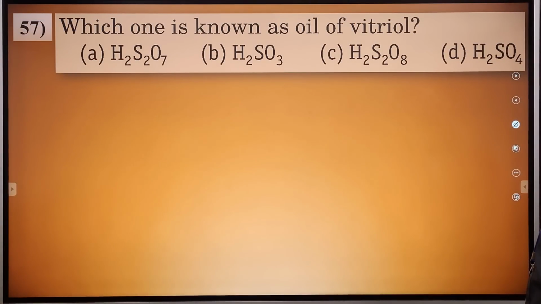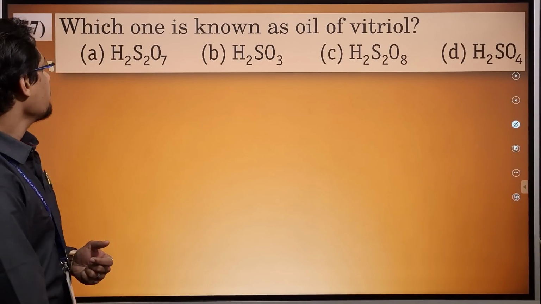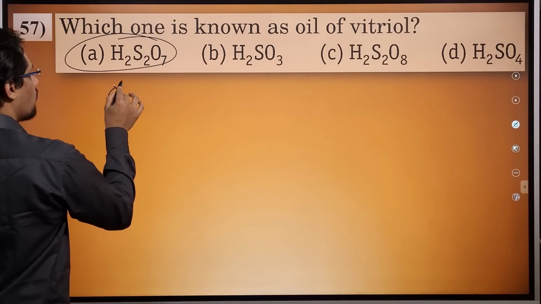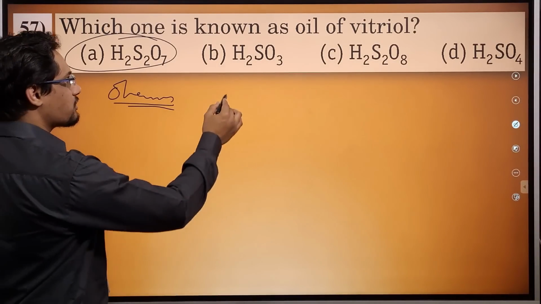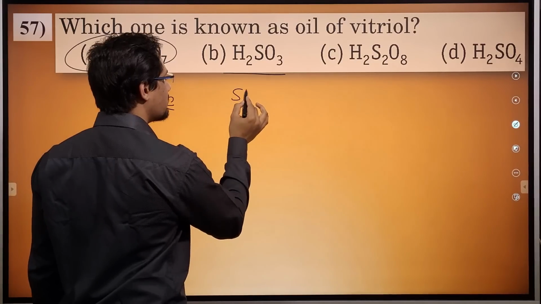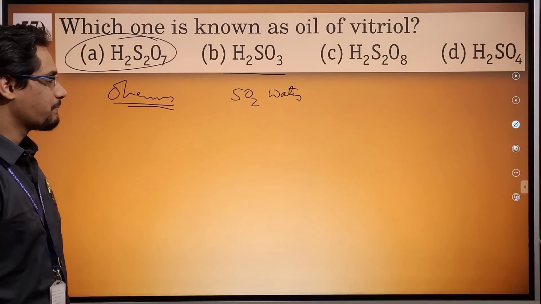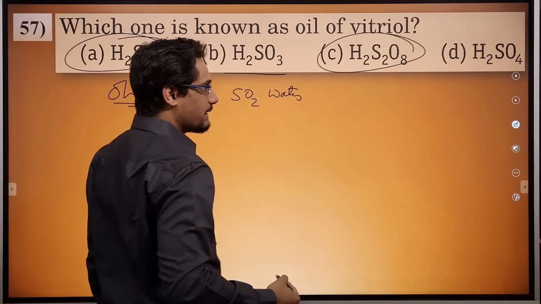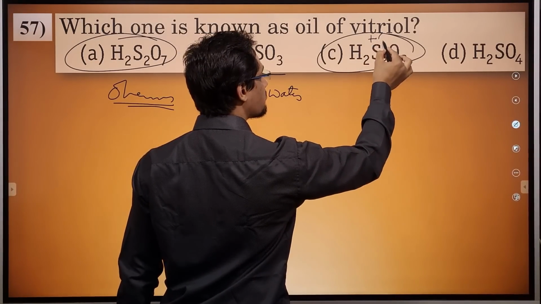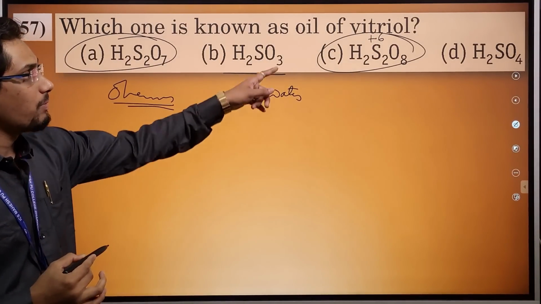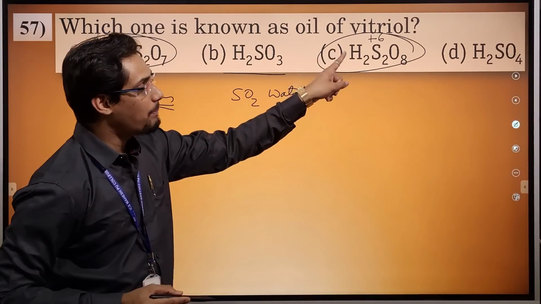Which one is known as oil of vitriol? It's a direct question. See, H2S2O7 stands for oleum, right? H2SO3 is, in common language, known as SO2 water or sulfurous acid. H2S2O8 is nothing but peroxydisulfuric acid. Remember, here also the oxidation state of sulfur is +6 only. Don't get confused, it is not +7. The oxidation state of sulfur is +6, but it has a peroxy linkage.